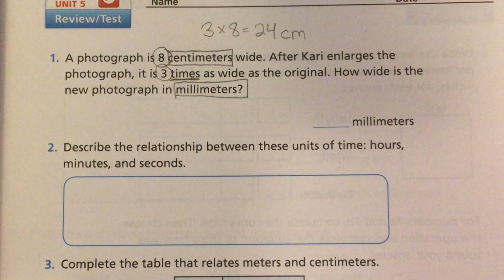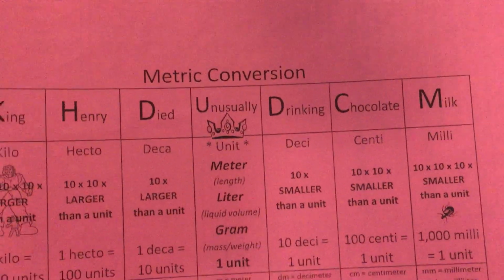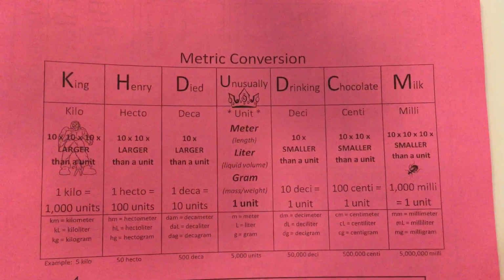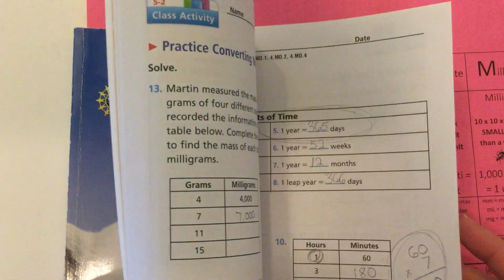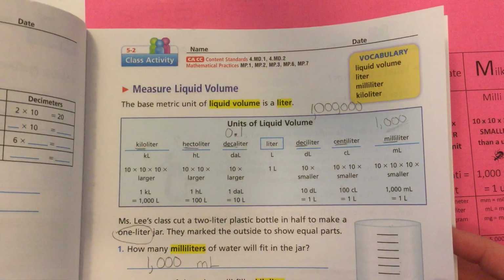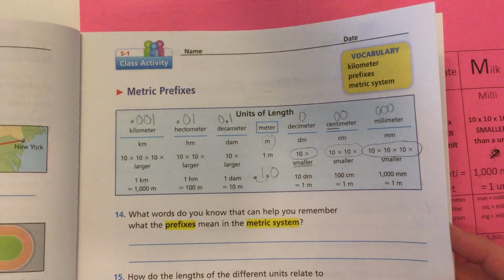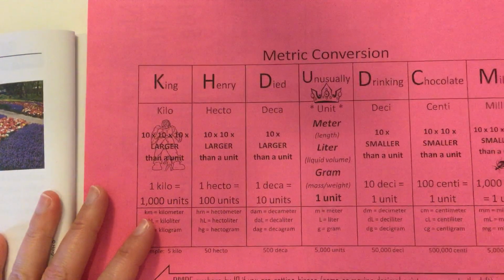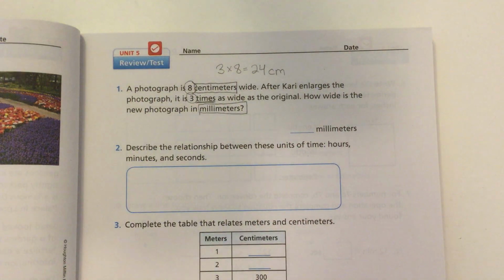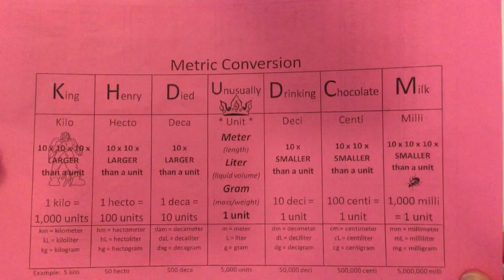So I have my pink chart here that I like to use. Remember that you can use the chart also in your book. You just go back a few pages to page, let's see, for length it's on page 179, but you can use the other charts too. You can also use anything else that you have found that is helpful during your conversions, anything else you may have printed or have at home.